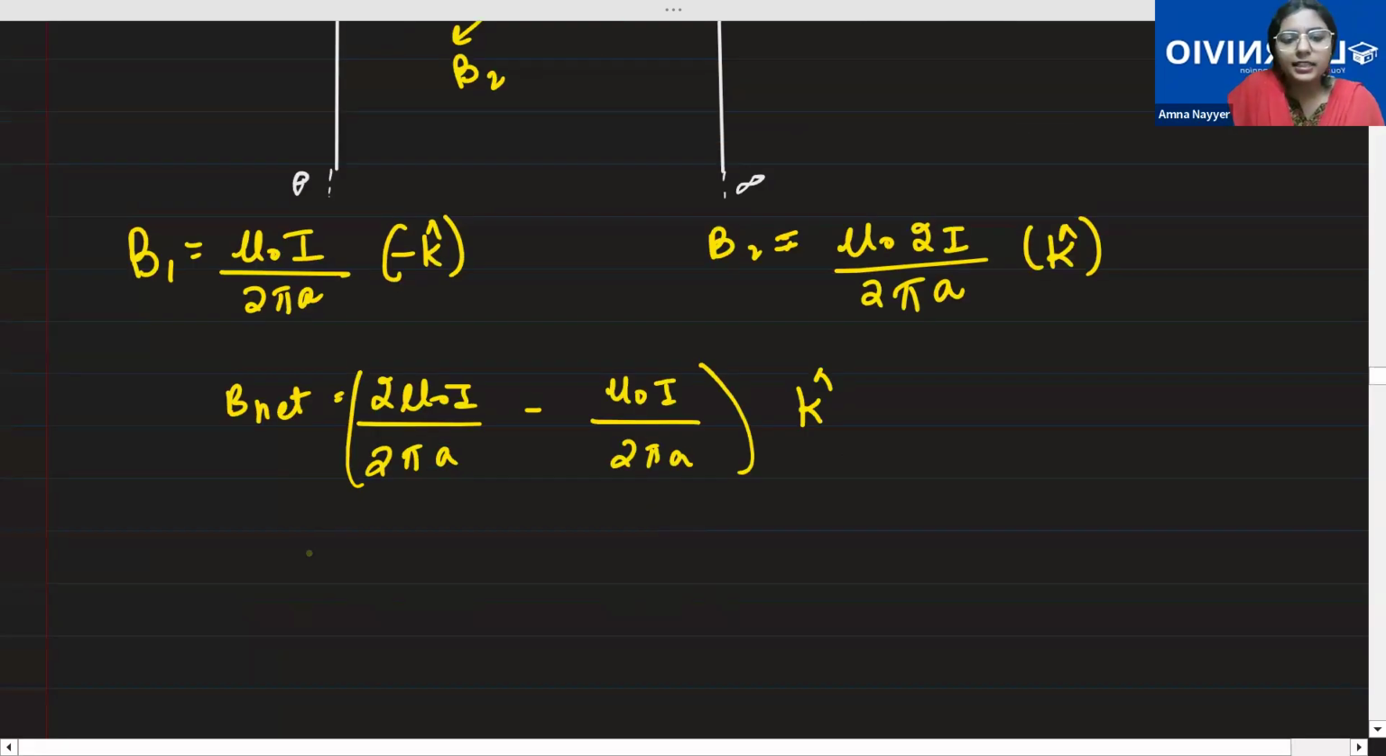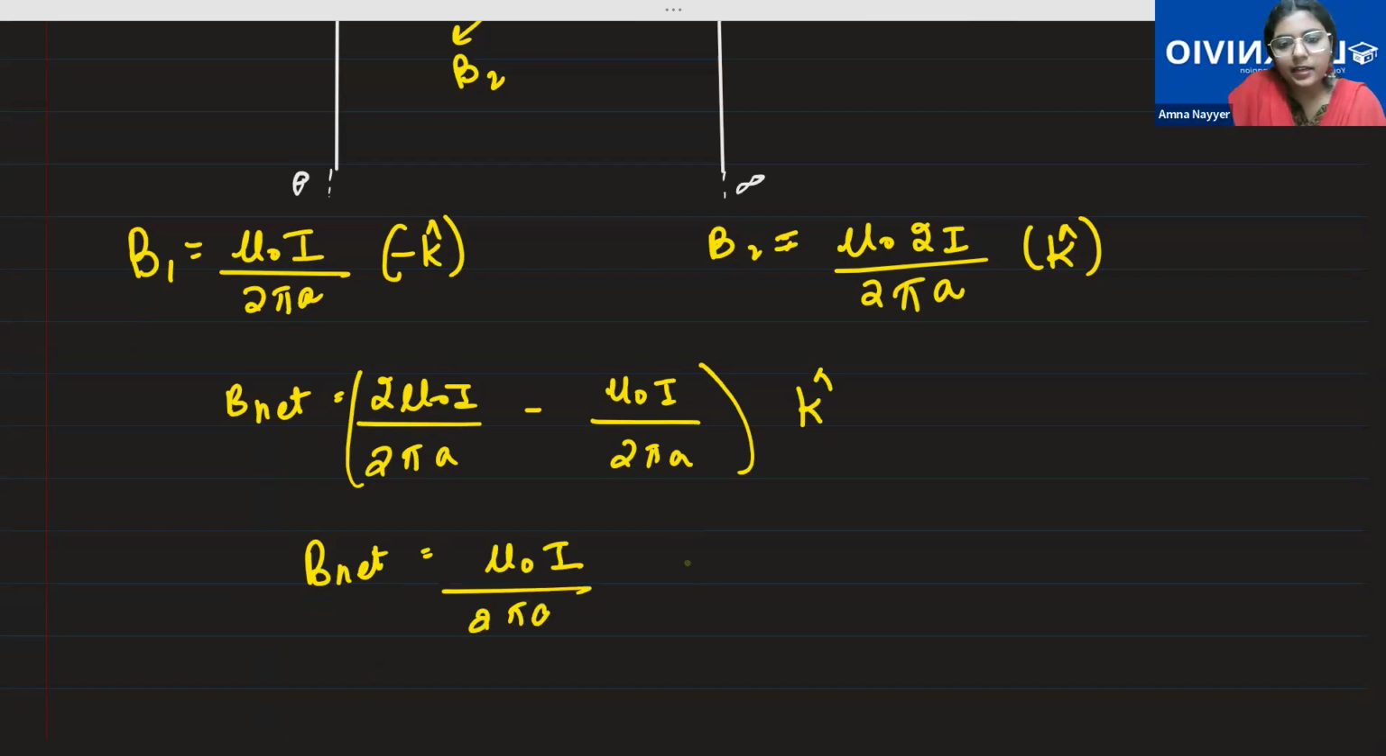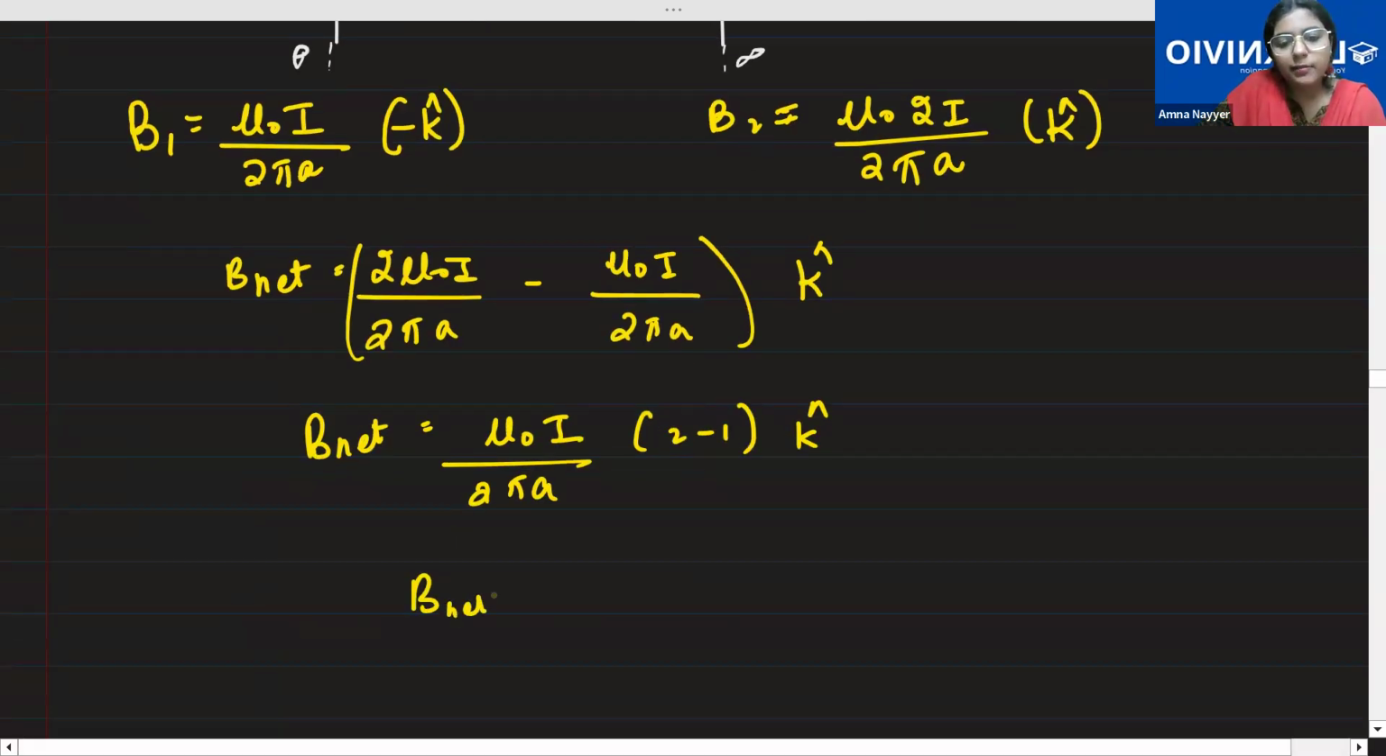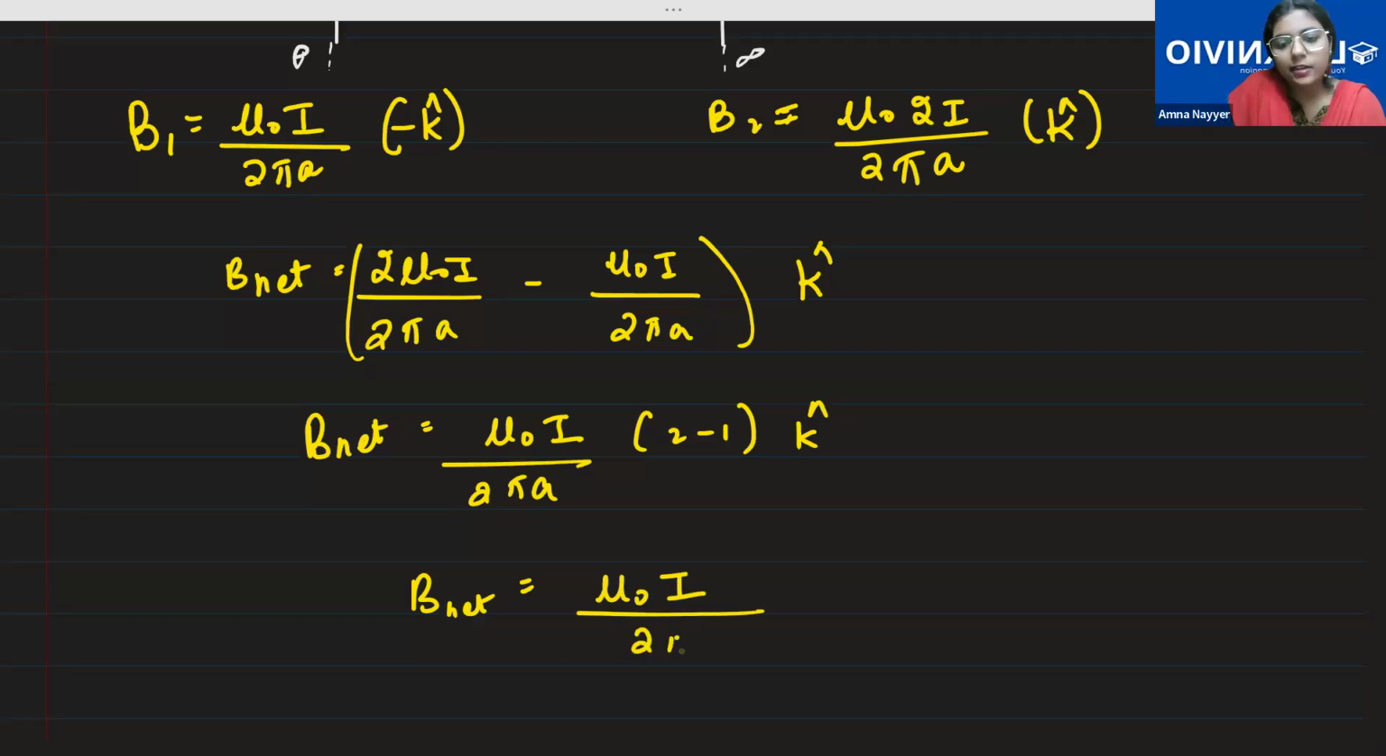So when you subtract these, you will get mu naught I by 2 pi A, and from here 2 minus 1, k cap. So the net magnetic field is equal to mu naught I by 2 pi A, k cap for the direction, Tesla for the unit. This is how we'll write the final answer. Clear?